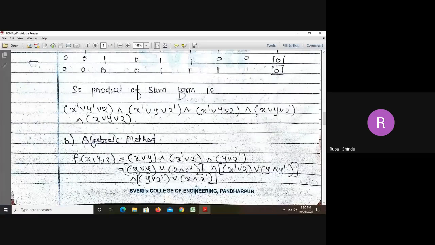Check the first bracket, x or y. For this bracket we are going to add the term z, so or z and z complement. This is the new term we have added. For x complement or z, y is missing, so we have added or y and y's complement. For the last bracket, x is missing, so we have added y or z complement or x and x complement. Now we just have to apply the distributive law here. You have to tell me how we can apply it.